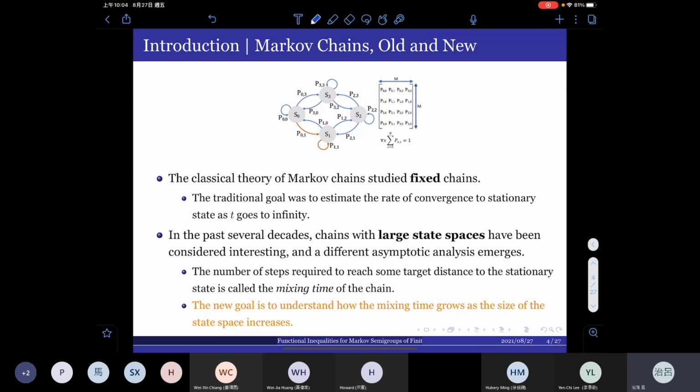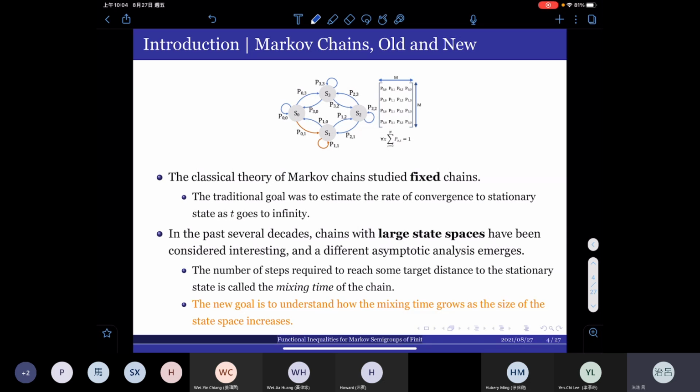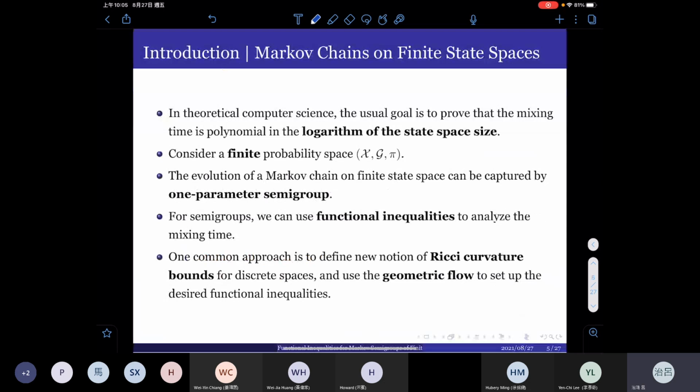However, in the past several decades, chains with a larger state space have been studied, and some different analytic analyses are proposed. The main goal is still to understand how the mixing time grows as the size of the state space increases, where I mean mixing time as the number of steps required to reach some target distance to the steady state. In theoretical computer science, the usual task is to show the mixing time is a polynomial in the logarithm of the state space size.